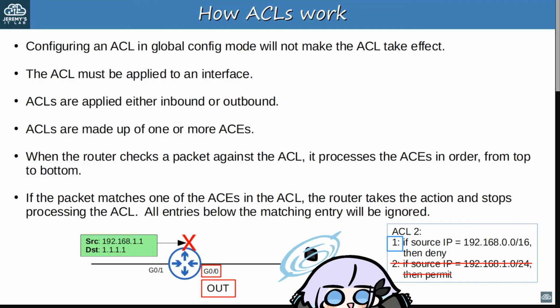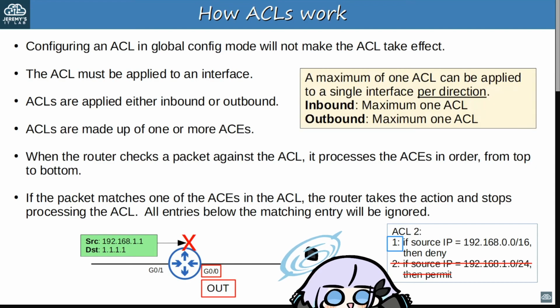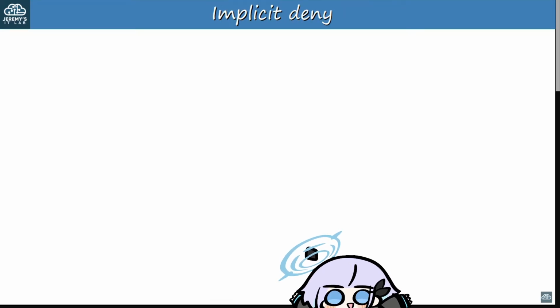So I think you can see how important the order of the entries in an ACL is. Now here's one more point about ACLs. A maximum of one ACL can be applied to a single interface per direction. So one inbound ACL is allowed and one outbound ACL is allowed, for a maximum of 2 ACLs. If you apply a second ACL to an interface in the same direction as another one, it will replace the previous one. Next up, another important part of ACLs.